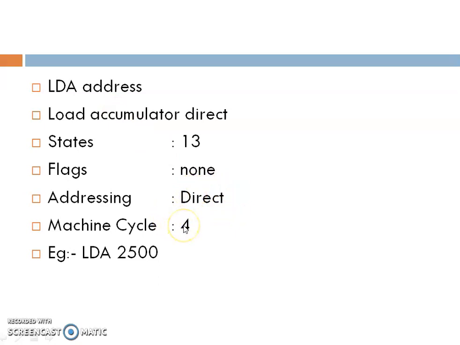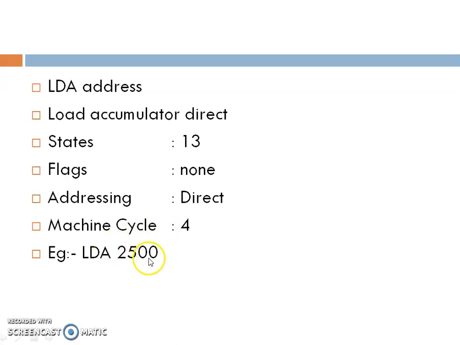The number of machine cycles in this case is 4. Which are they? First one, opcode fetch. Second one, memory read, the low order address is read. And third one, the high order address is read, which again is a memory read operation. During the fourth machine cycle, the contents of the specified address location are read and loaded into the accumulator. Therefore, the fourth machine cycle is also a memory read operation.